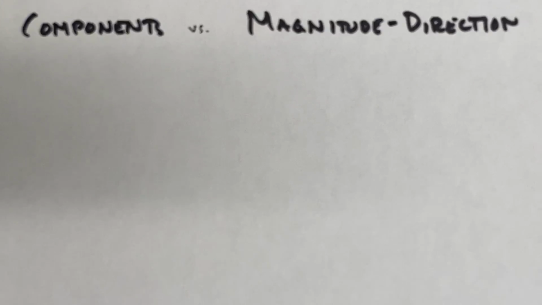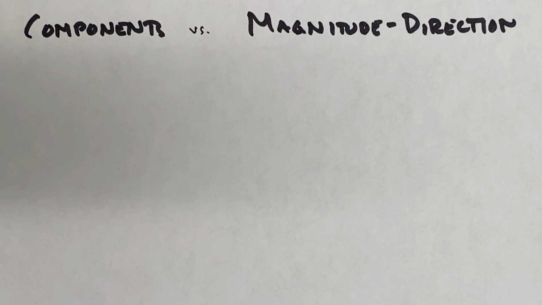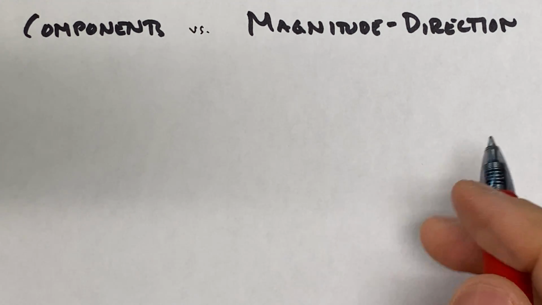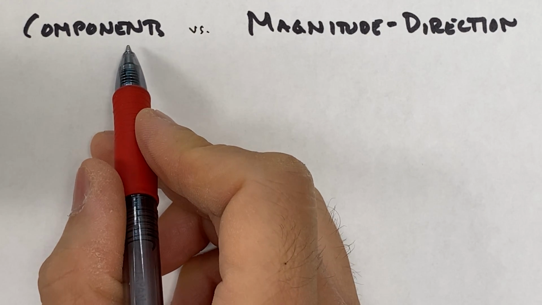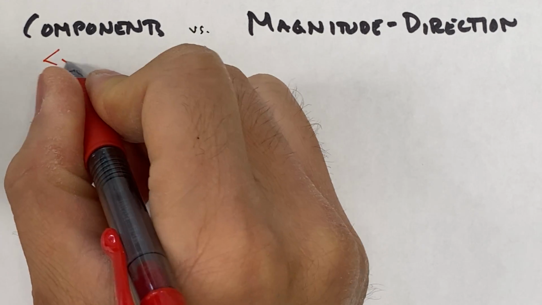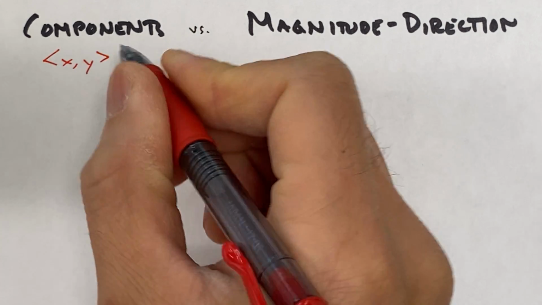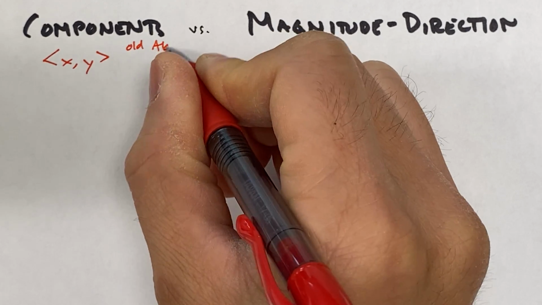This is actually one of the more important sections of this chapter, if not all, of trigonometry, because it really ties together and makes a connection between old school algebra and new school trigonometry. What I mean by components and magnitude direction is this behaves very similar to old school algebra. We saw that when we did some of our calculations.